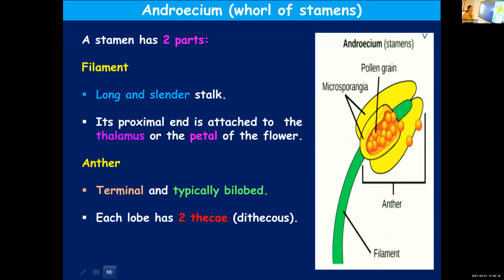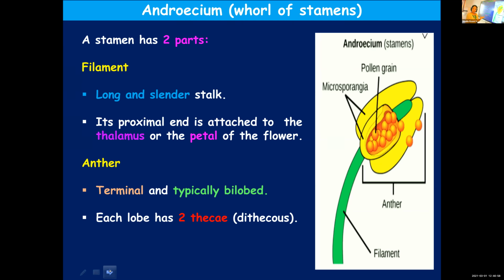Each lobe has two thecae, so we call it dithecous. Theca means compartment or chamber. So inside each lobe, you can see two chambers. Once again, I will repeat, anther is terminal, and there can be exceptional cases, but generally anther will have two lobes. Inside each lobe, there will be two chambers, two thecae. So we call it dithecous.